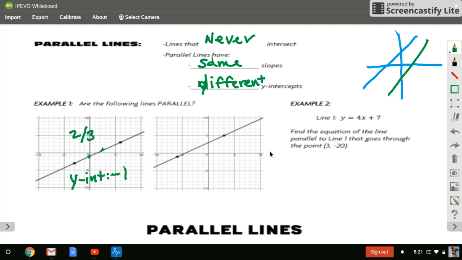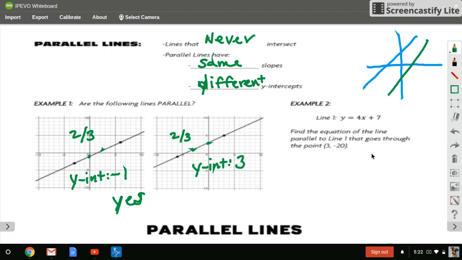So now let's do the same for the second graph. We start here and we go up 1, 2, over 3, 1, 2, 3. And then up 2 again over 3. So this one also happens to be 2/3. And this y-intercept, we need to see if that's different. The y-intercept for this one is at 3. So since they have the same slope, but different y-intercepts, they are indeed parallel lines.